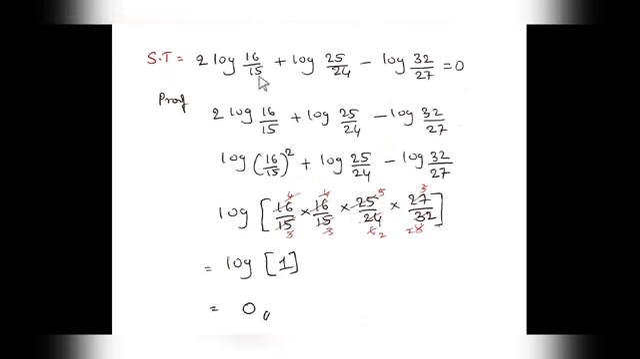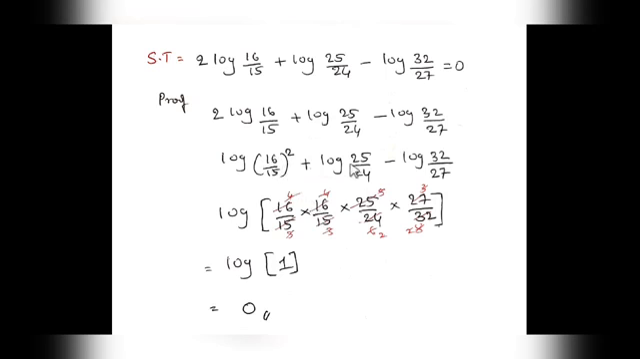Show that 2 log 16 divided by 15 plus log 25 divided by 24 minus log 32 divided by 27 is equal to 0. Now we have to take the LHS part and prove the RHS. Now this is the coefficient, we can take it as power: log of (16 divided by 15) whole bracket square plus log 25 by 24 as it is minus log 32 divided by 27 as it is.